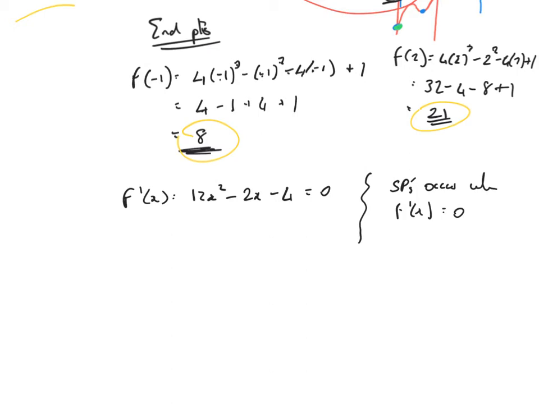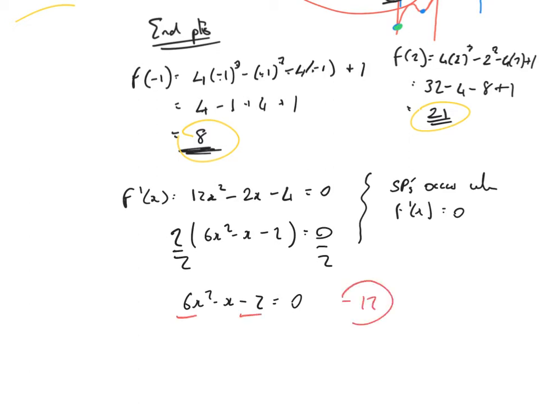Okay, so let's now take out our highest common factor, because there is one. I can take out a highest common factor of 2. So it's 2 brackets 6x squared minus x minus 2 equals 0. I'm then going to divide both sides by 2, and that will give me 6x squared minus x minus 2 is equal to 0.